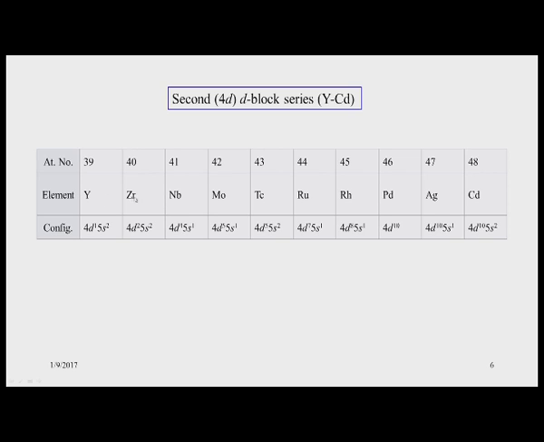Since the size is increasing, instead of writing the d6 s2 electronic configuration, we can move the electron, because these levels, the d level and the s level, are very close in energy. So, we can move this particular electron to this particular shell. So, the configuration is now 4d7 5s1.